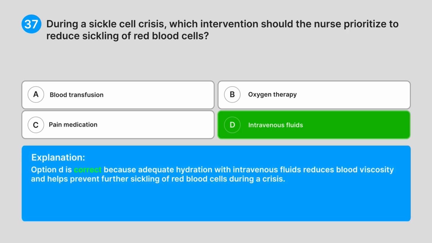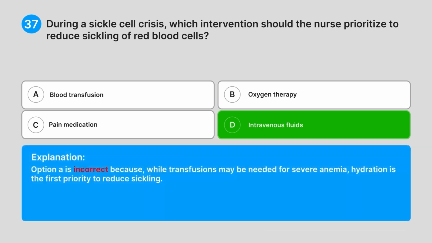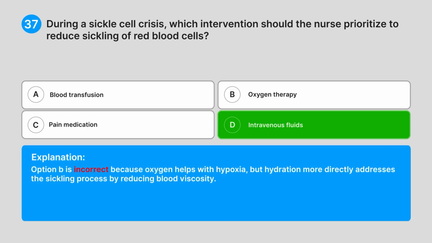Explanation. Option D is correct because adequate hydration with intravenous fluids reduces blood viscosity and helps prevent further sickling of red blood cells during a crisis. Option A is incorrect because while transfusions may be needed for severe anemia, hydration is the first priority to reduce sickling. Option B is incorrect because oxygen helps with hypoxia, but hydration more directly addresses the sickling process by reducing blood viscosity.